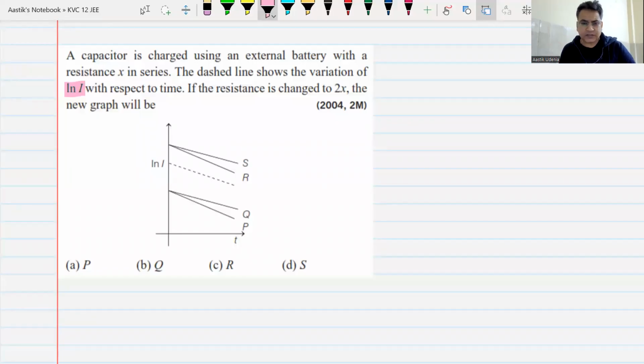So this is the question of charging of a capacitor, and they're asking us something between I and T. Do we know anything about the current in the capacitor for a charging circuit? Do we remember any formula that relates I with T? Anyone? I is equal to E by R into e power minus T by RC.